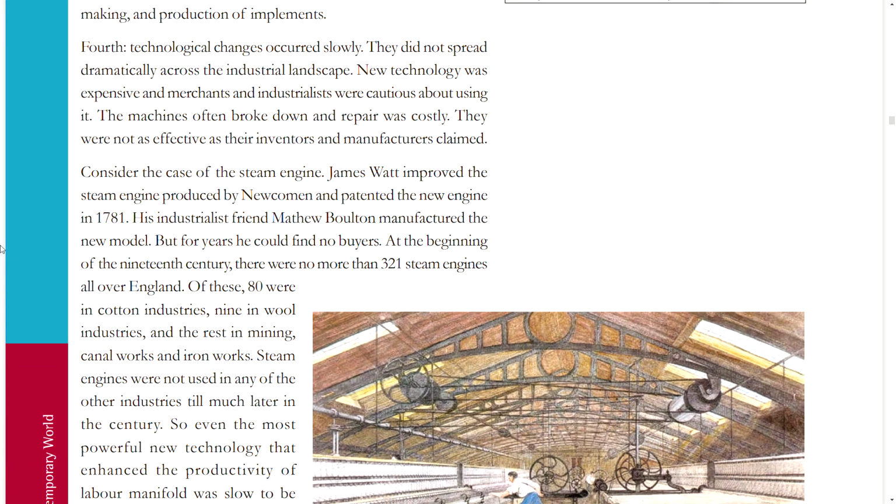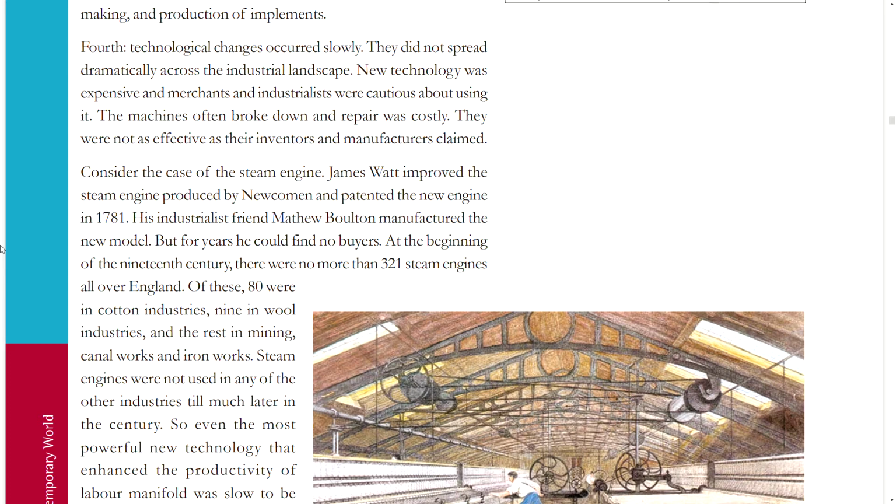Fourth, technological changes occurred slowly. They did not spread dramatically across the industrial landscape. New technology was expensive and merchants and industrialists were cautious about using it. The machines often broke down and repair was costly. They were not as effective as their inventors and manufacturers claimed. Consider the case of the steam engine.